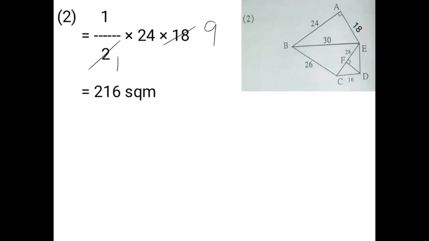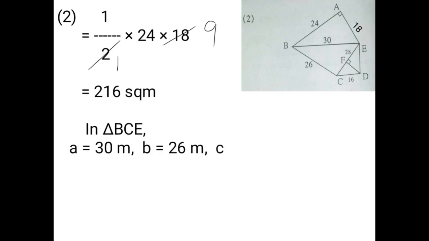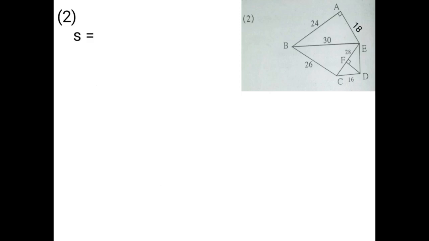Second figure of this quadrilateral is triangle BCE. You have to find area of triangle BCE by using semi-perimeter and Heron's formula. In triangle BCE, A is equal to 30 meter, B is equal to 26 meter, C is equal to 28 meter. The formula of semi-perimeter is A plus B plus C upon 2. That is S is equal to 30 plus 26 plus 28 upon 2.